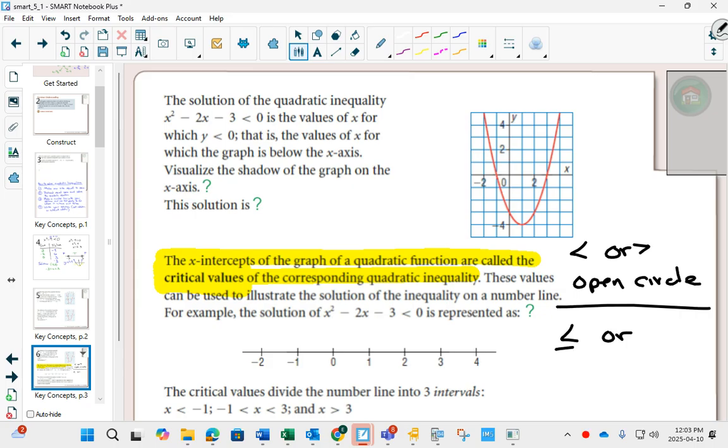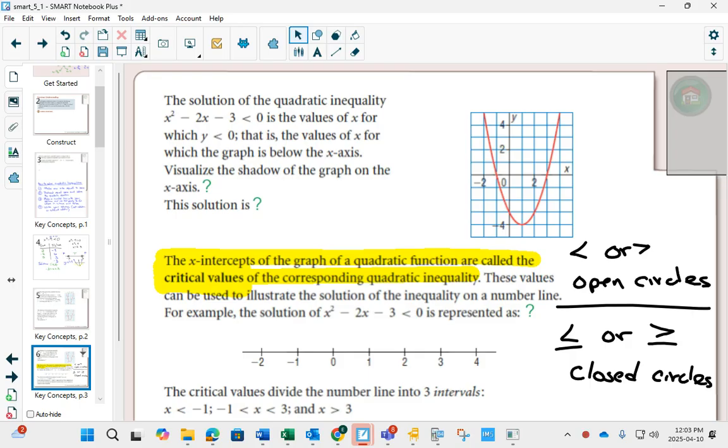On our number line, we're going to use open circles when it's greater than or less than, and closed circles when you have the equal sign with it.